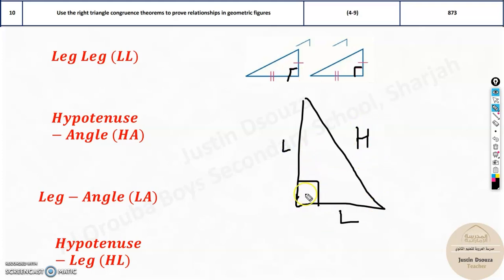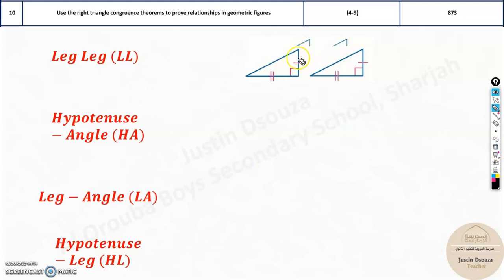This will not be the leg, that is the hypotenuse. Other than the hypotenuse is always legs. Now, one will be beside the right angle and one will be on the other side of it. So now let us look carefully over here. In a right angle triangle, if the two legs of the two triangles are congruent or equal, then the triangles are congruent. That is what it says.